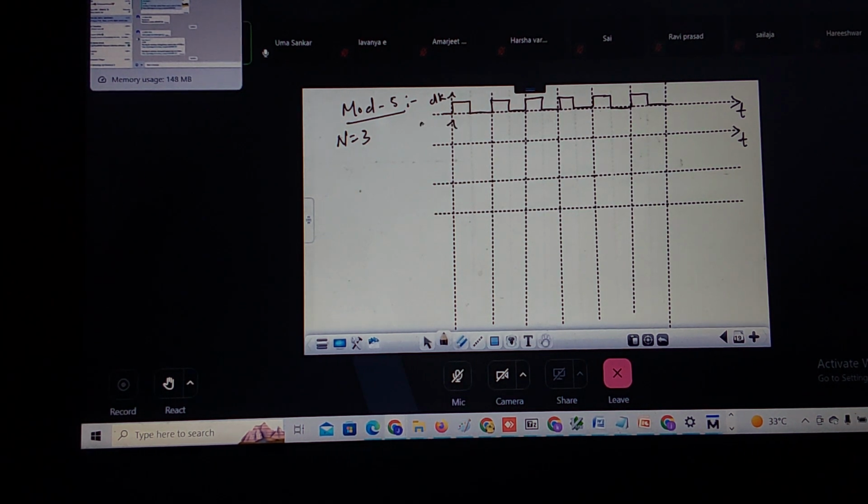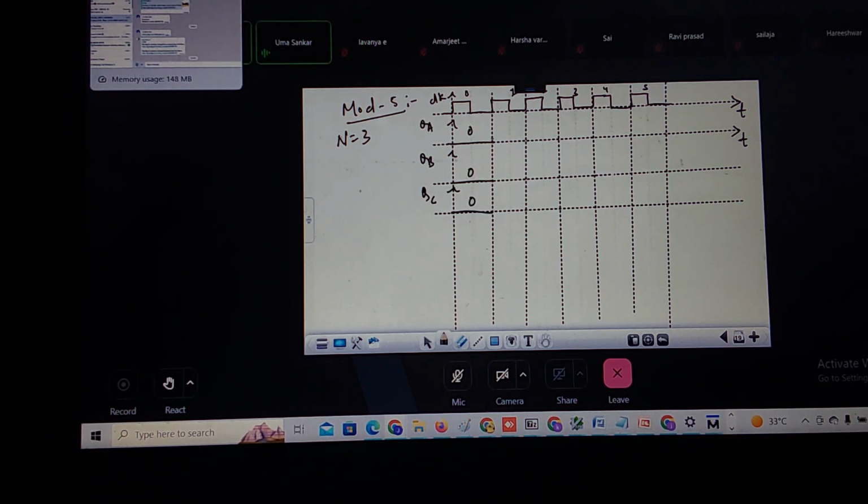This is a clock. This is QA. This is QB. This is QC. 3 flip-flops are required. So mod 5 means clock 0, clock 1, clock 2, clock 3, clock 4 and clock 5. Mod 5 counter means what? 5 states. 0.